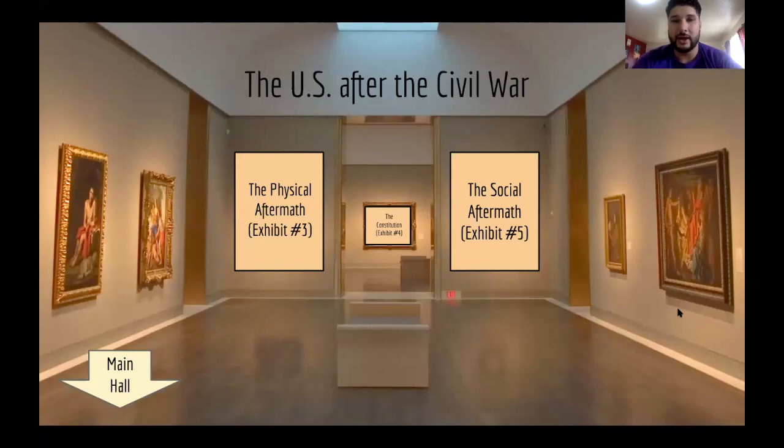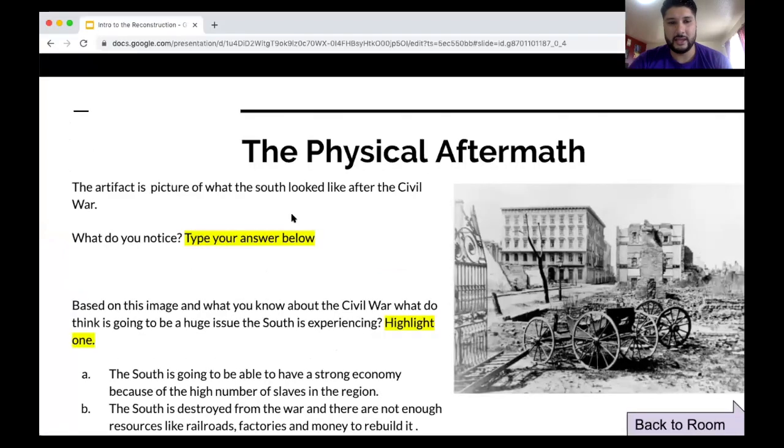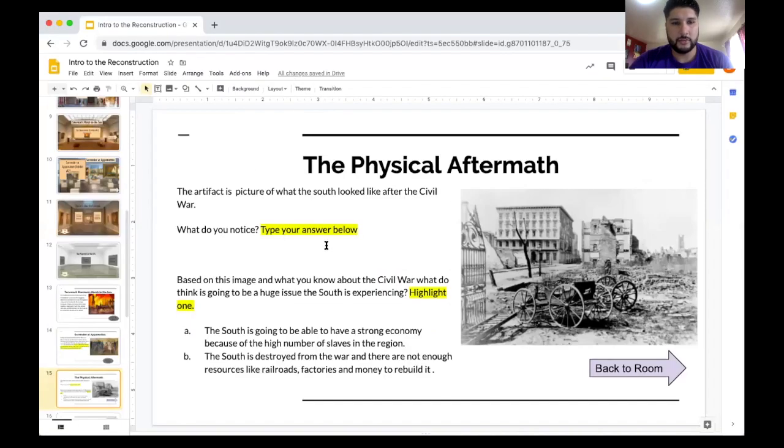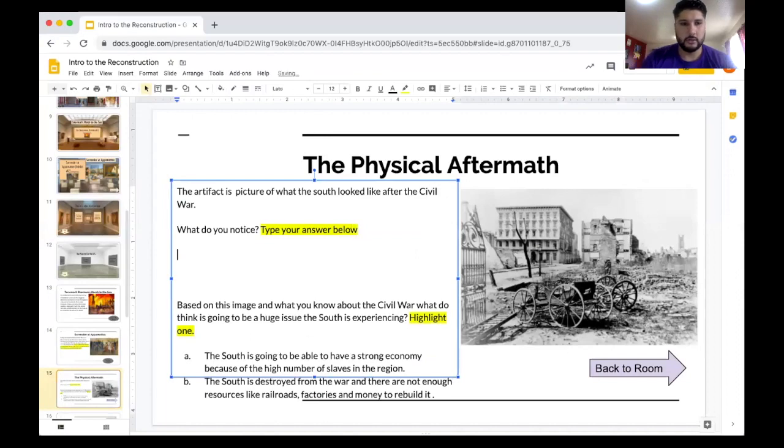So the next slide that we have is going to be the U.S. after the Civil War. So click each exhibit. Once you click this exhibit, you are going to be answering questions. In order to answer questions, you have to escape. Once you escape, you will be able to type your answers below here. So, you put your answer.